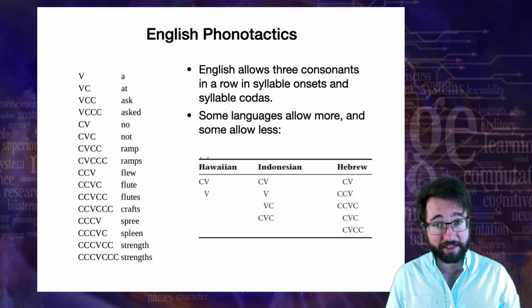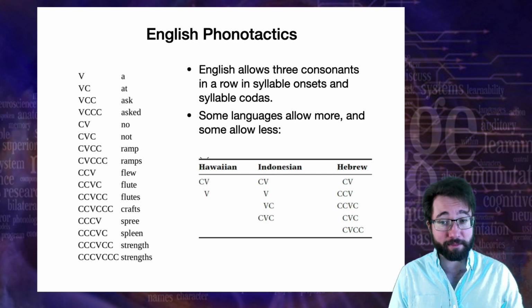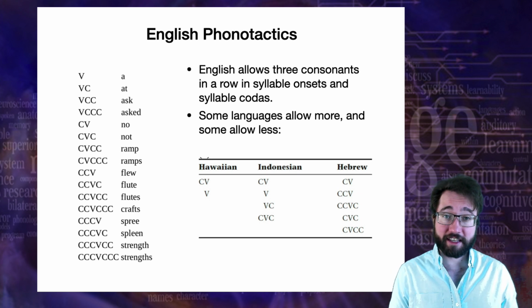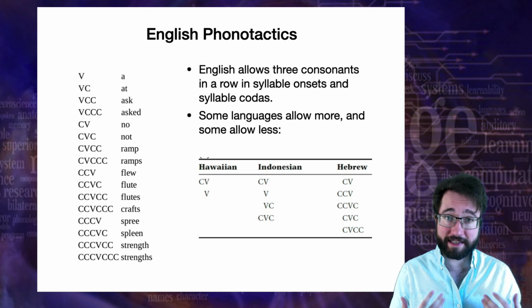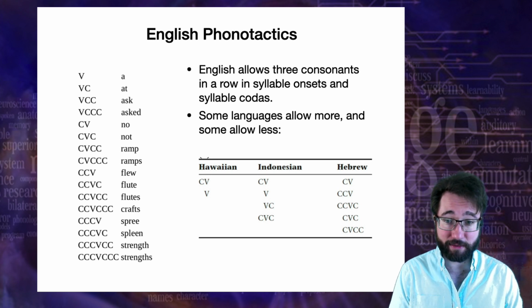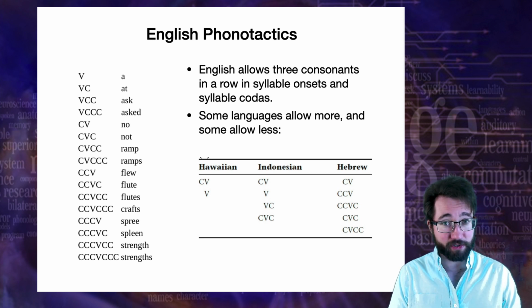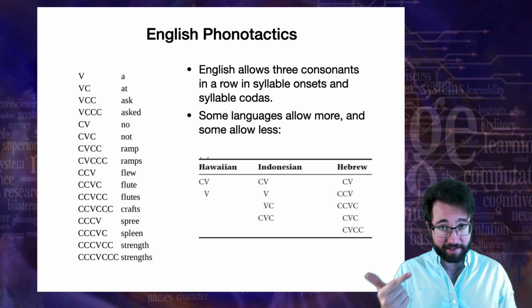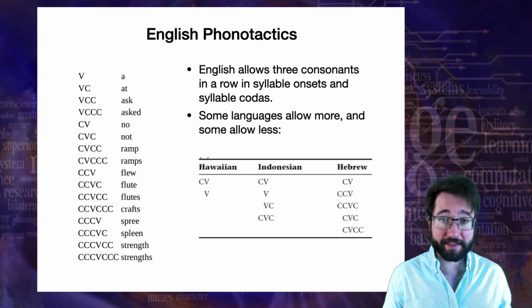A language like Indonesian is a little more complex than Hawaiian, but still not as complex as English. It allows syllables of the form CV, V, VC, and CVC. It doesn't allow 2 consonants at the beginning of a word. So a word like stop would not be something that could exist in the Indonesian language. And then Hebrew is a language which is still more complex, although not yet as complex as English in terms of its syllable structure, allowing 2 consonants before or after the vowel in a syllable.